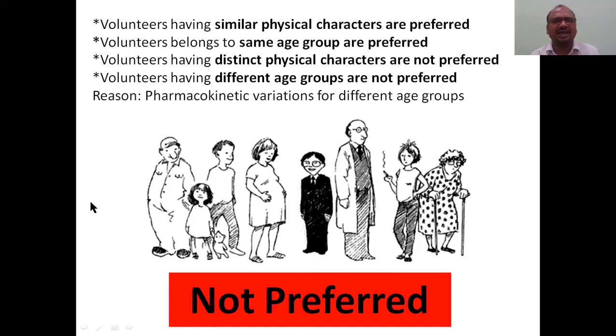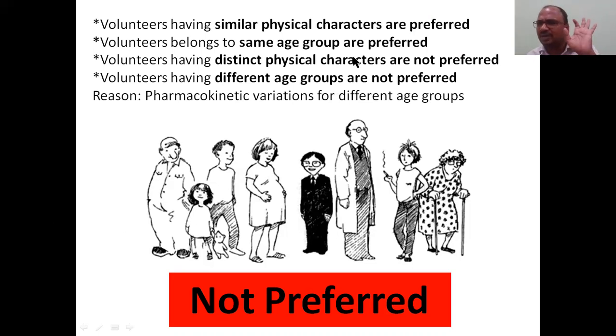Volunteers, don't do that. Because see here, this person is lean. This person is very fat. This person is very tall. This person's height is less. Here a child is there. Here a pregnant lady is there. Here a smoker is there. Here a geriatric old age patient is there. So like that there may be different categories of people. You don't select them. Volunteers having similar physical properties you have to prefer.